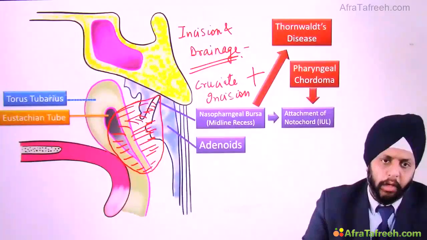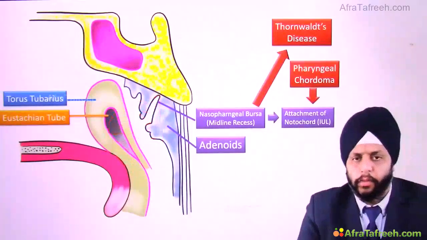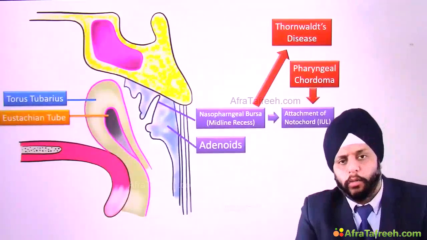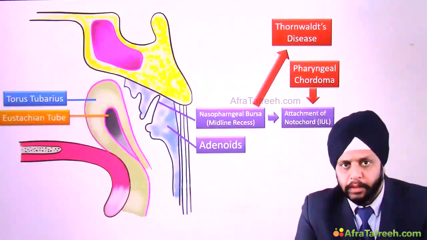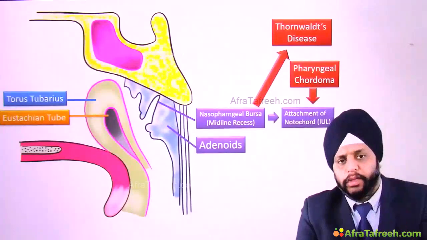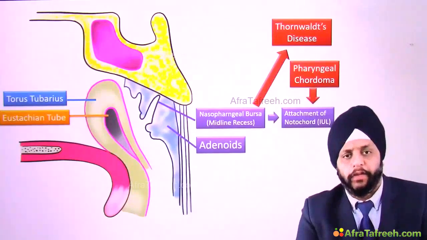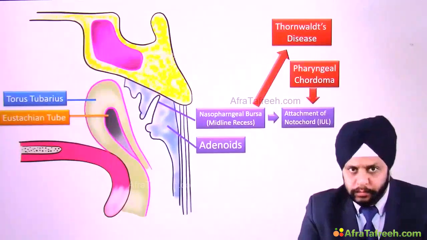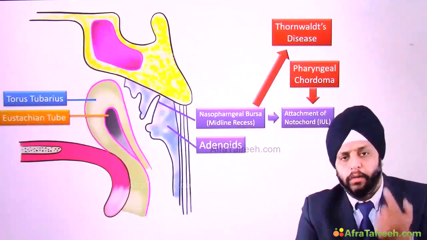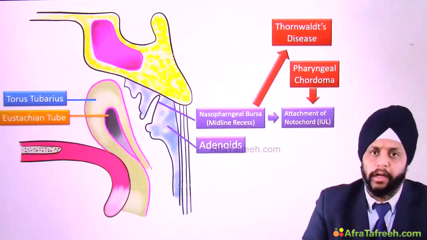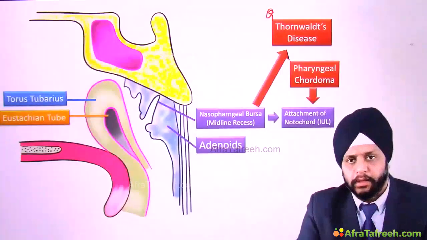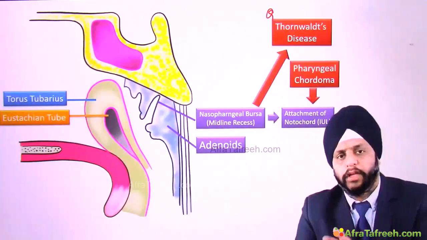Anyways, so remember now my MCQ over here. Pharyngeal chordoma arises from. The answer is nasopharyngeal bursa. But if I ask this question in the reverse language, nasopharyngeal bursa gives rise to, now the best answer over here will be Thornwaldt's disease. I will give preference to this, then I am giving preference to pharyngeal chordoma.